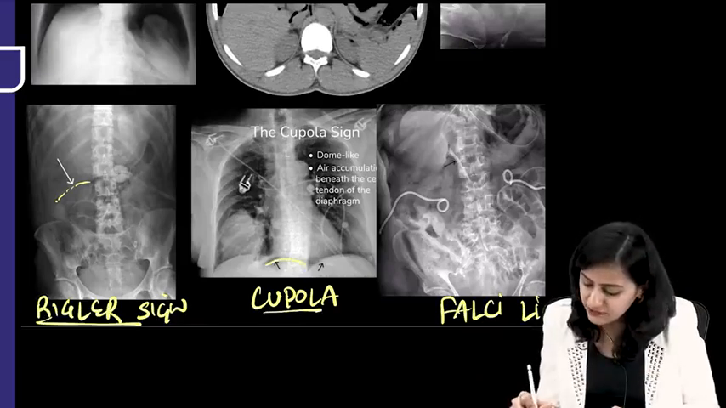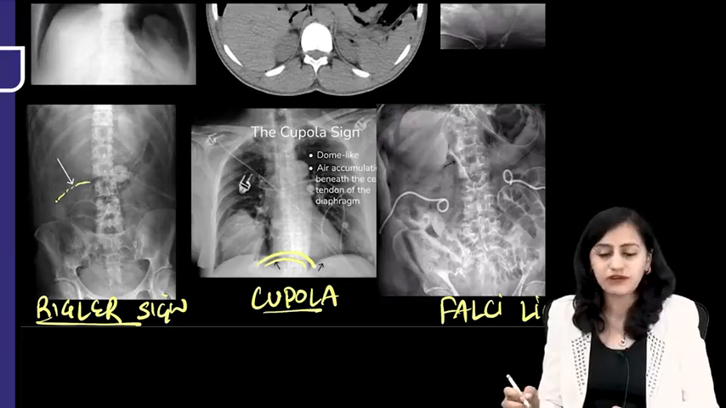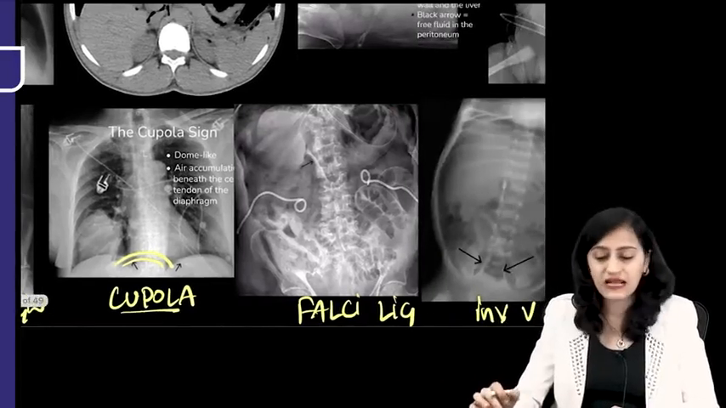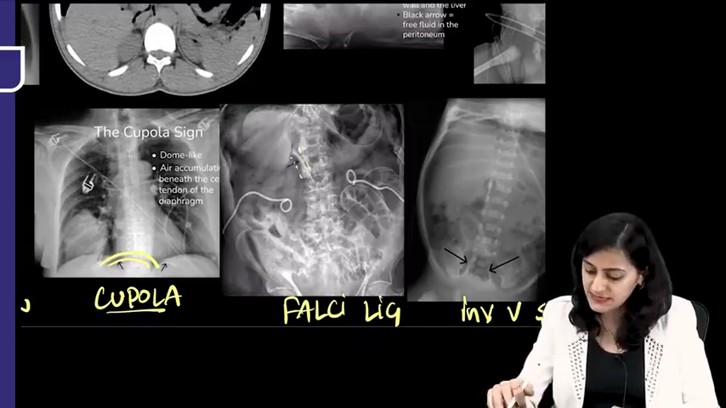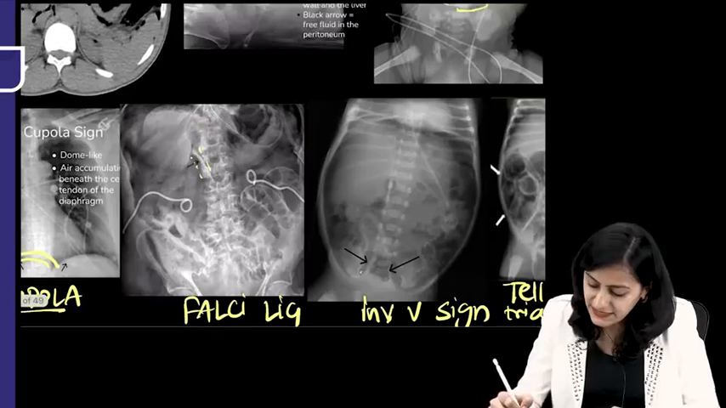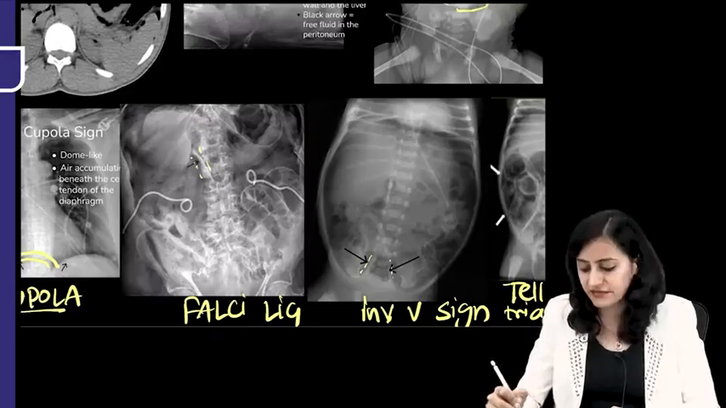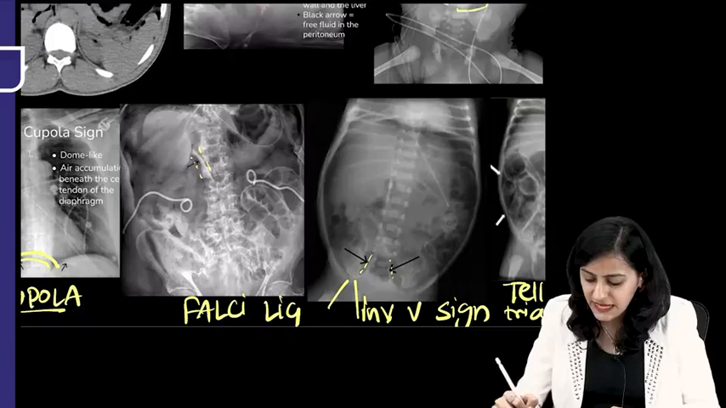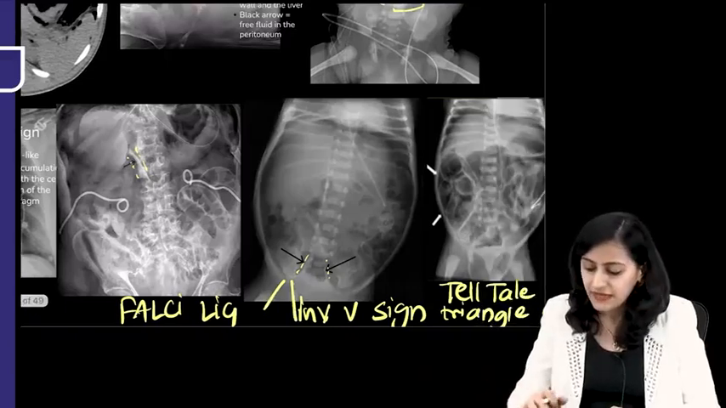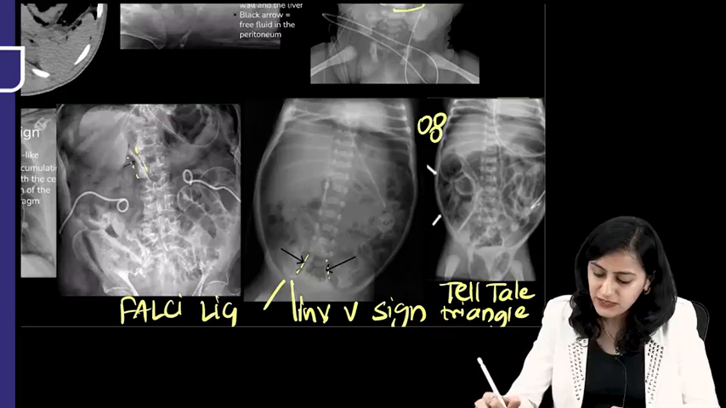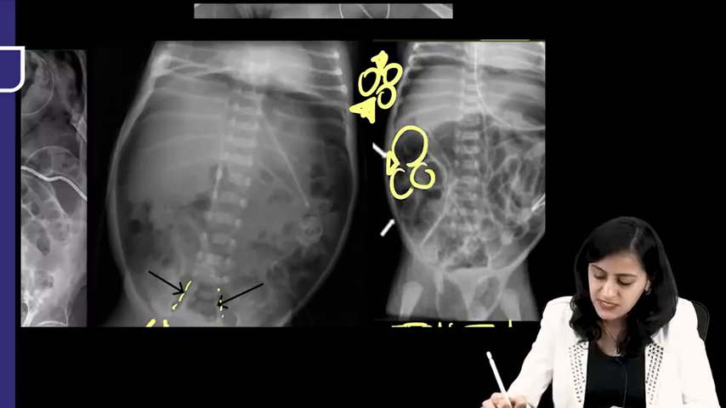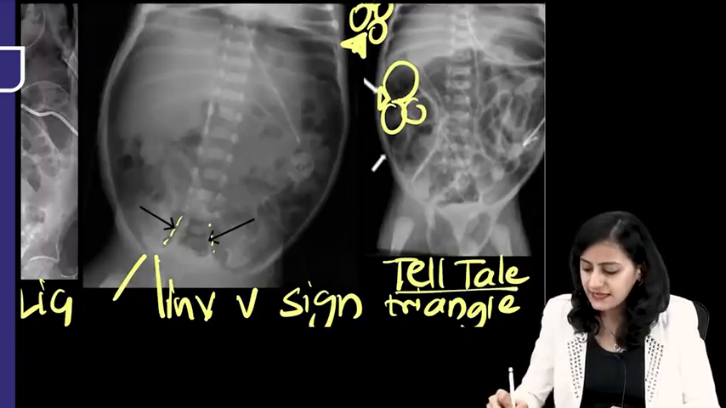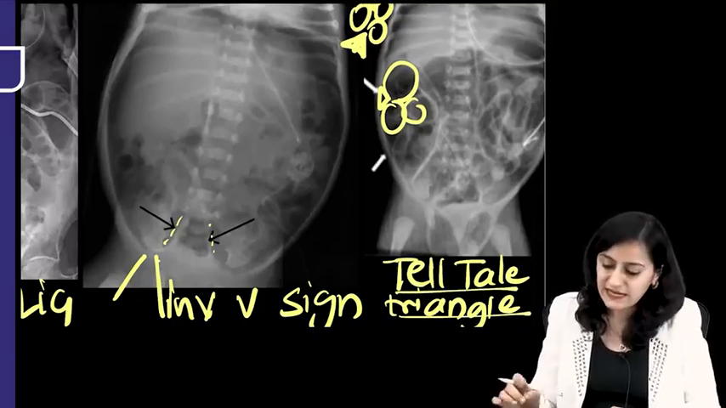Cupola sign is a collection of this air beneath the central part of the diaphragm. And then we have the various ligament sign. The air delineating the ligaments like the falciform ligament sign. Here you have the air delineating the umbilical ligament. So that gives the inverted V sign. Okay, inverted V sign. And then we have the air accumulating in between the bowel loops like a triangle. So like you see here, the triangular accumulation of air in between the bowel loops, that is called as telltale triangle sign. Okay, that is called as telltale triangle sign.